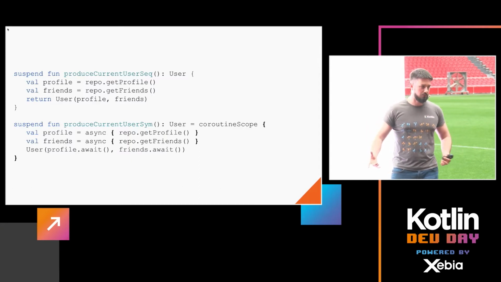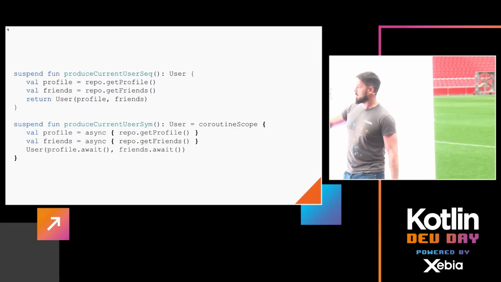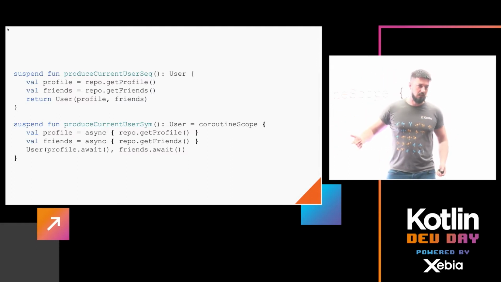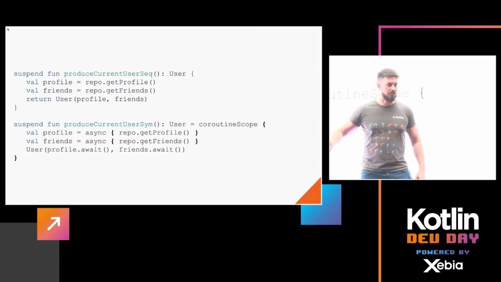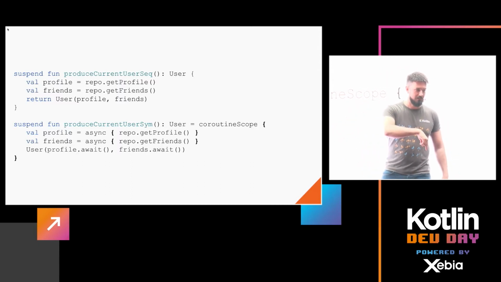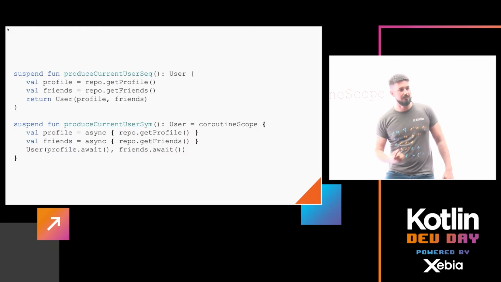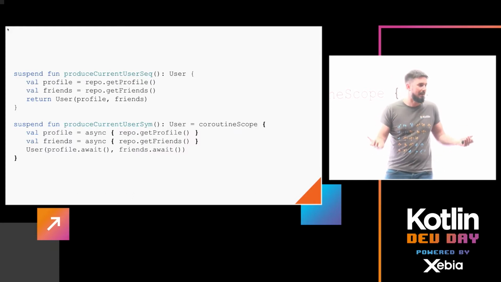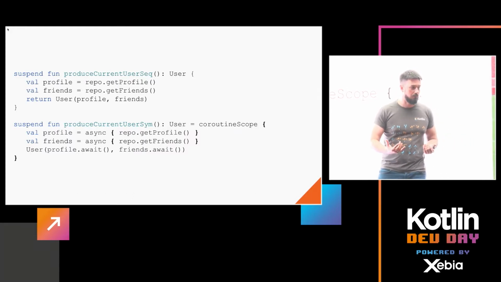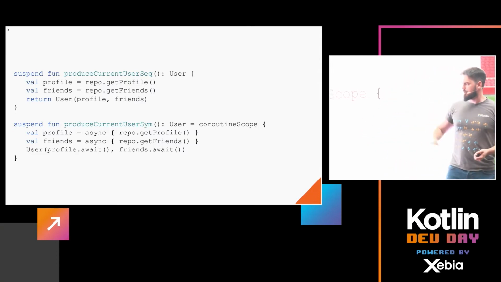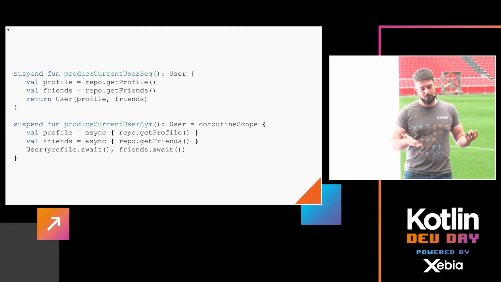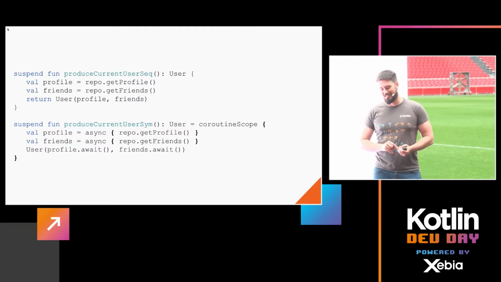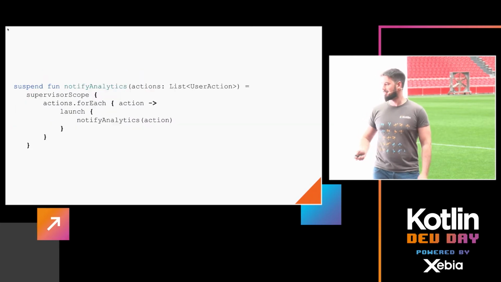Cancellation, exception handling, etc. So for instance, imagine that those two requests are very expensive to calculate, yeah? And one of them has an exception. So the question is, what should happen to the other one? And the answer is, the other one should be cancelled. Because, well, why calculate that if it's not needed anymore? So coroutineScope and the scope in general helps us manage our coroutines and eliminate memory leaks, basically.